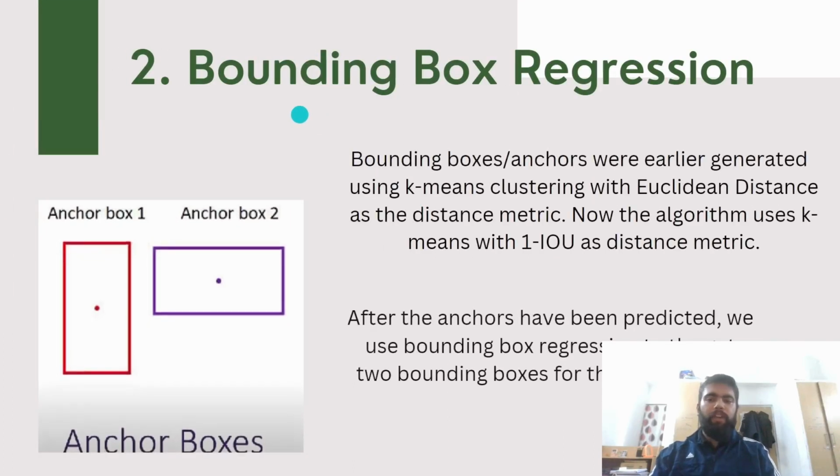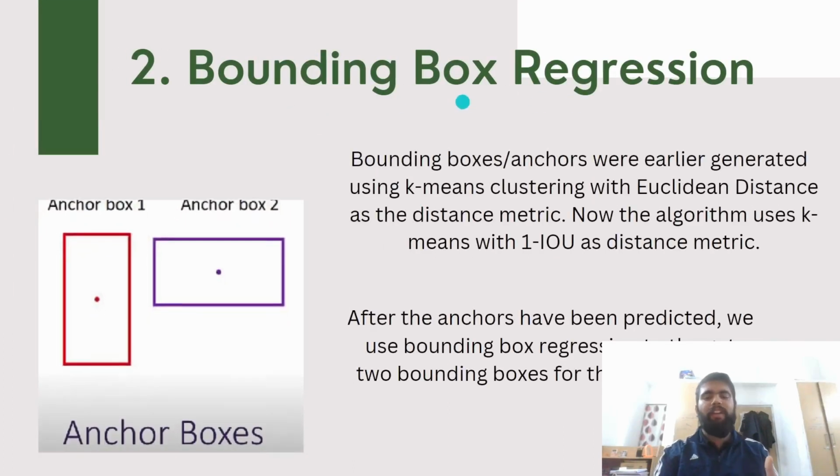Now, coming to bounding box regression, the first question is how does it even detect the bounding box? So YOLO uses k-means clustering. The k-means clustering is the main method by which YOLO detects the bounding box. But the question is, what is the distance metric here? Earlier YOLO models actually used Euclidean distance to find the bounding boxes. But now the YOLO algorithm uses IOU, which is intersection over union, as the distance metric.